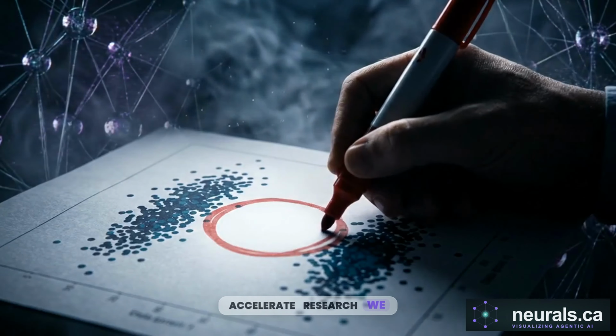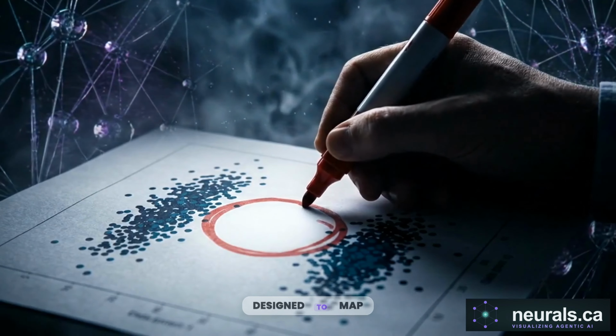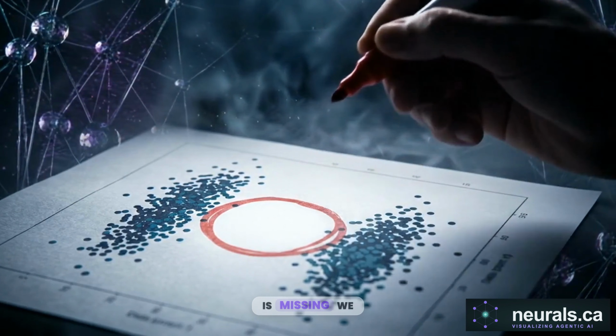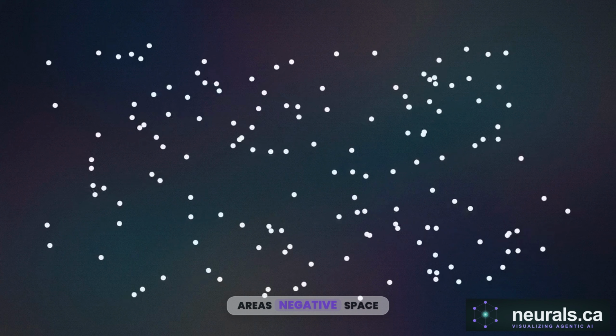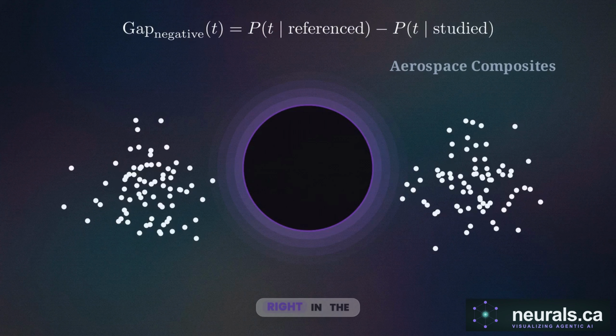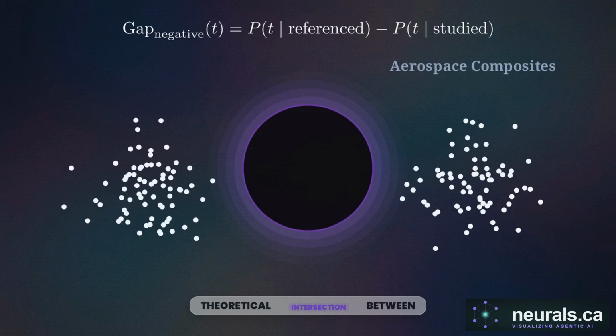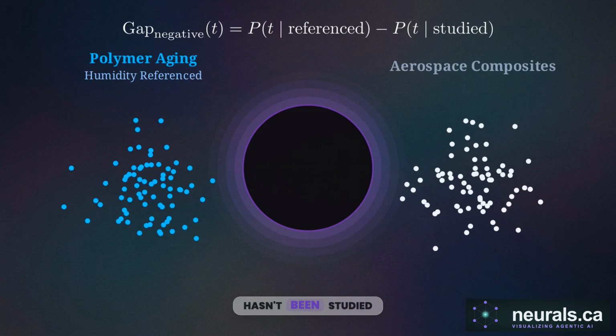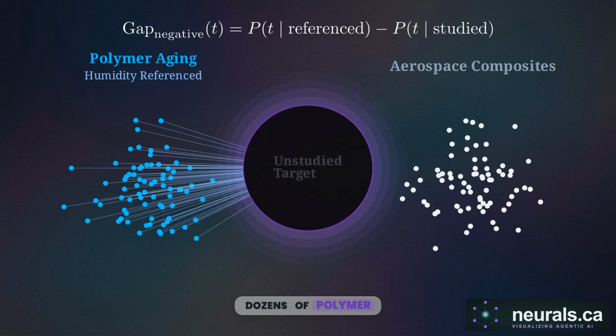To accelerate research, we have to engineer a system specifically designed to map out the exact places where knowledge is missing. We call those missing areas negative space. As we see in this animation, the dense clusters represent existing papers grouped by topic. The glowing void right in the middle represents a theoretical intersection between two disparate fields, a connection that should exist but hasn't been studied. You might have a specific variable, like humidity, mentioned constantly as a confounding factor in dozens of polymer-aging papers. Everyone references it, but no one has actually run an experiment to study it directly.